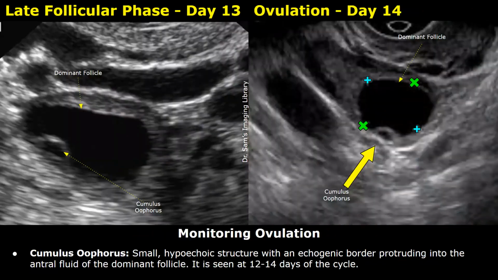These are images of day 13 and day 14. Day 14 usually is the day ovulation occurs. On days 12 to 14, a structure known as cumulus oophorus appears inside the dominant follicle. This is the structure that contains the egg. It appears as a small hypoechoic structure with an echogenic border protruding into the antral fluid of the dominant follicle.